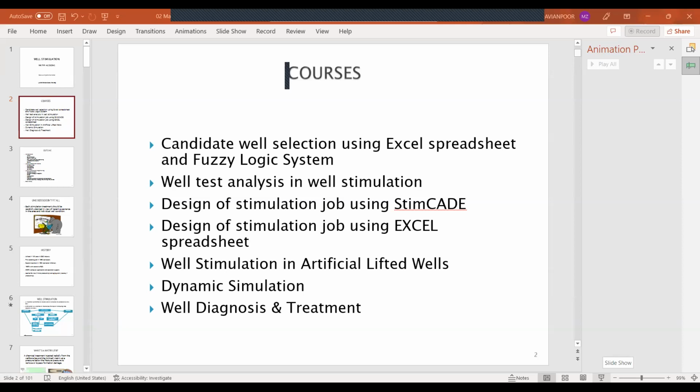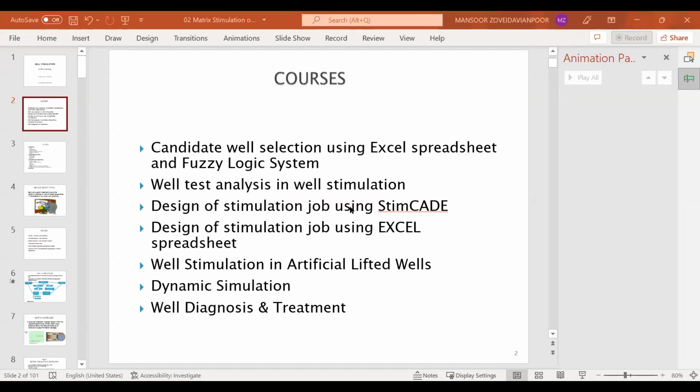using an Excel spreadsheet for design. That means that we don't need to have software. So everything will be done by Excel, and you are going to go through some basics on stoichiometry and kinetics, and also designing of matrix acidizing.